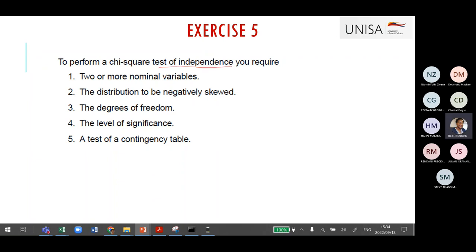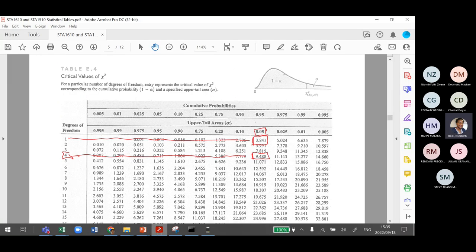A test of independence is a test of contingency table, because it's a cross tabulation test. You will need the level of significance. We do find that if we are making a decision, we use the degrees of freedom. The distribution of a chi-square test is not. Probably in this question, they wanted to say what is not required to do a test for independence, because the chi-square distribution is positively skewed, right? Because you can see from the distribution that it is a positively skewed distribution.